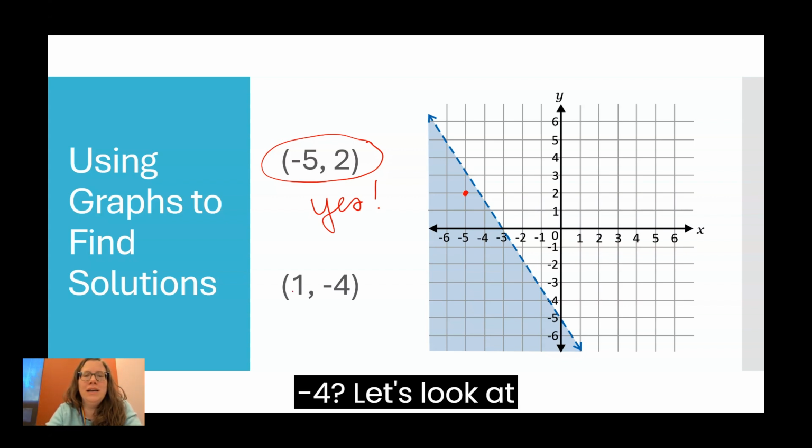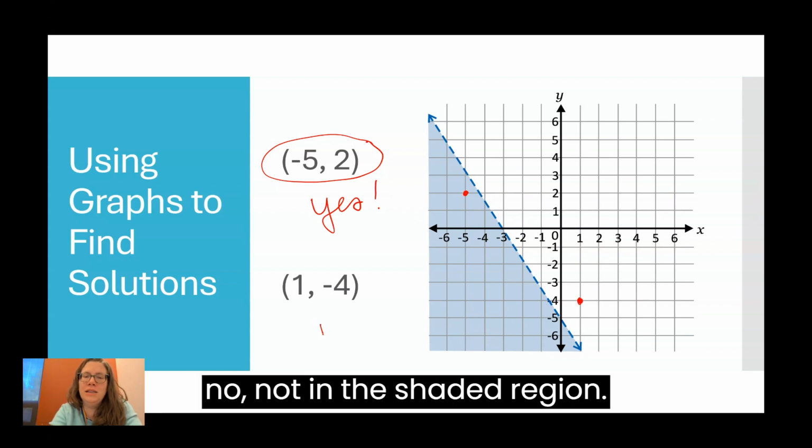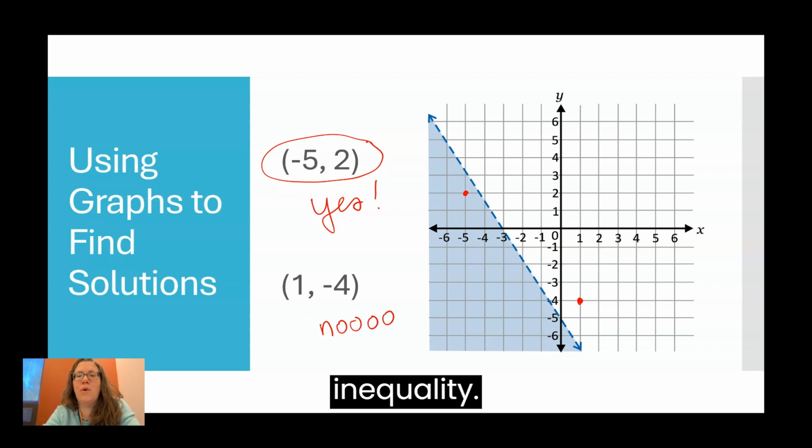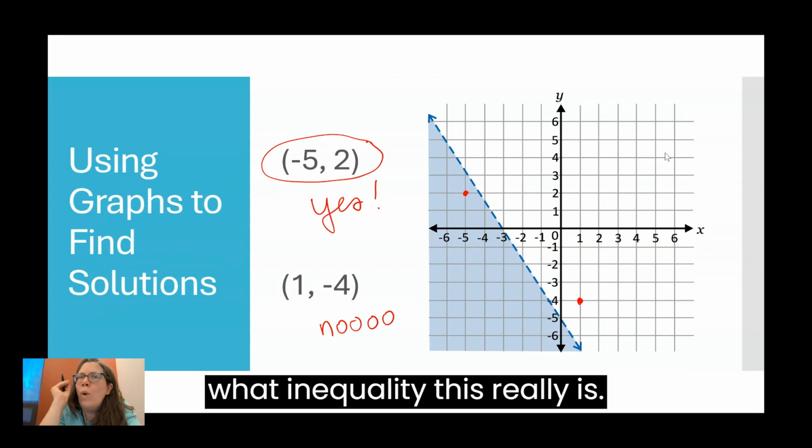How about (1, -4)? Let's look at (1, -4). Oop, no, not in the shaded region. So that one is not a solution to this inequality. So let's go ahead and take a look and see what inequality this really is.